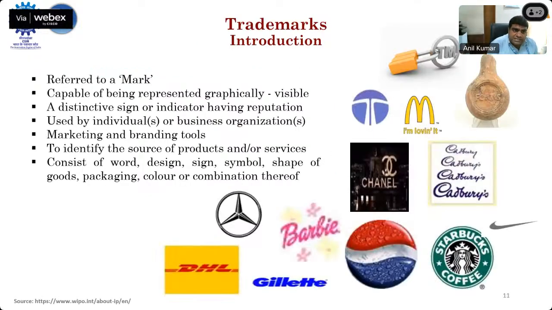The next tool that we are going to discuss is trademarks. In daily life, we come across certain marks which are being used by companies, producers, or service providers to differentiate their services from others. Trademarks are basically marks which are capable of being represented graphically. If we talk about the M of McDonald's, it's a mark being used by a specific outlet to identify its products. This M can be represented graphically, that means it must be visible to others.